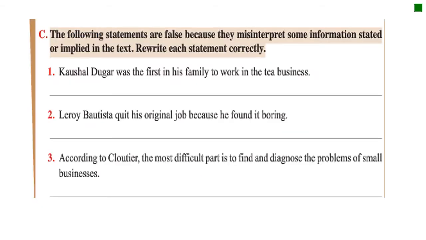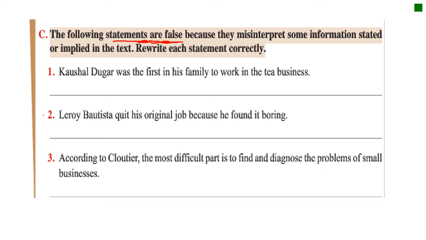Moving on, the following statements are false because they misinterpret some information stated or implied in the text. Rewrite each statement correctly. They are all false, okay? So no need to write false, just rewrite it correctly. 1. Kaushal Dugar was the first in his family to work in the tea business. We know that is not true. Kaushal's brother and father both worked in the tea business. Then he joined them.